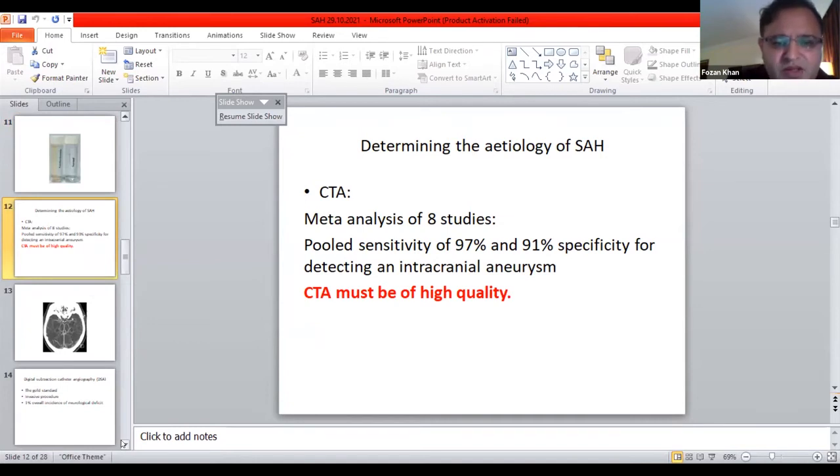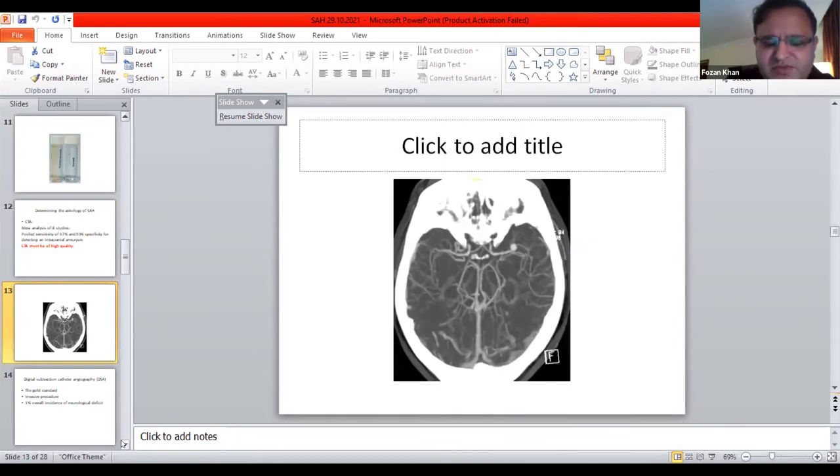The other investigations to determine the etiology of subarachnoid hemorrhage: the first line is CT angiogram. A meta-analysis of 8 studies showed that it has a sensitivity of 97% and a specificity of 91% for detecting an intracranial aneurysm. But the rule is that the CTA machine, the machine on which the CT is done, must be of high quality. Here you can see the left MCA aneurysm.